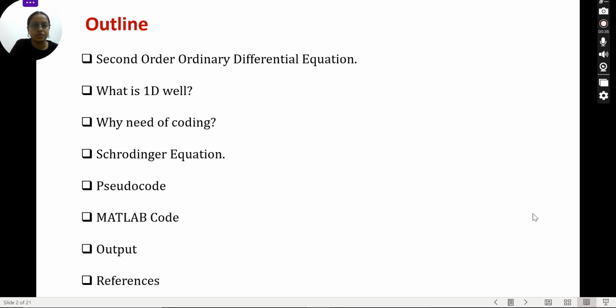In this presentation, what we are going to cover is first what is the second order differential equation, what is a 1D well, and most importantly, why do we need coding? After that, we will move to the coding part, like how we'll code in MATLAB to solve this second order differential equation. Then we will be visualizing the output, like how the wave function looks for different quantum states, and its probability density, etc.